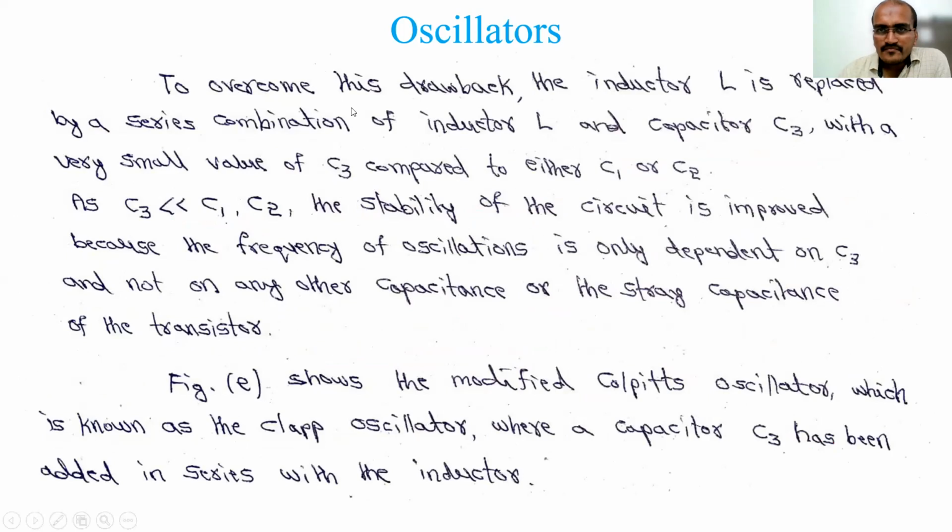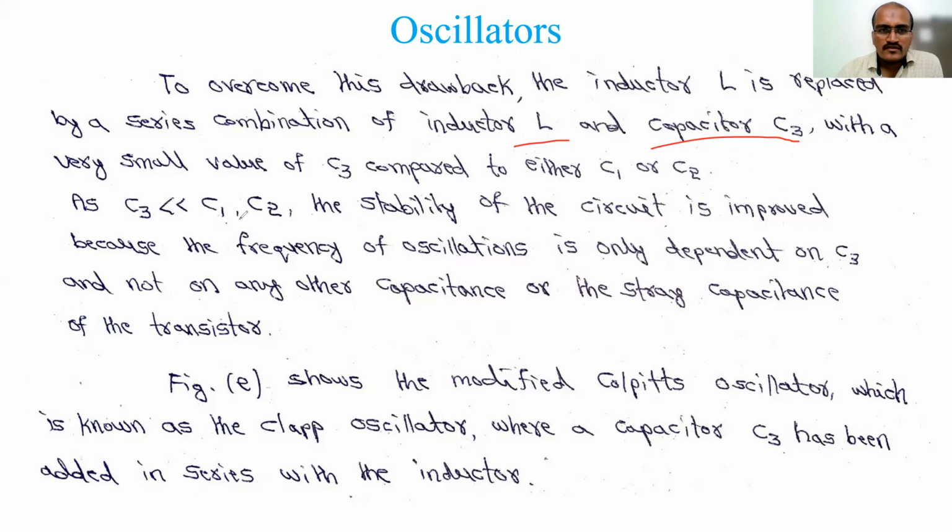To overcome this, the inductor L is replaced by a series combination of inductor L and capacitor C3. So now the inductor was only one there, so for that, another series capacitor C3 we will add. Only that is the change. Remaining all the same, with a very small value of C3 compared to either C1 or C2. C1 and C2 have their values, and the lesser value C3 will be kept in series with the inductor L.